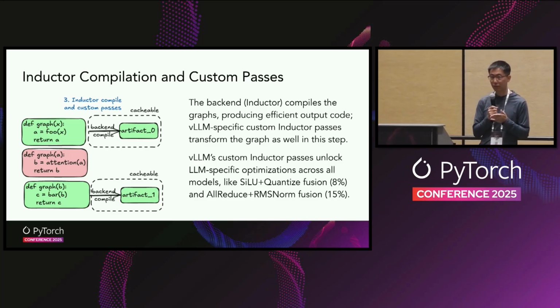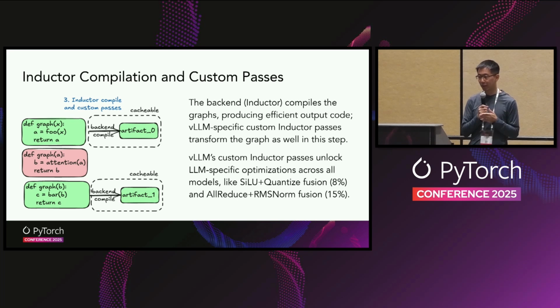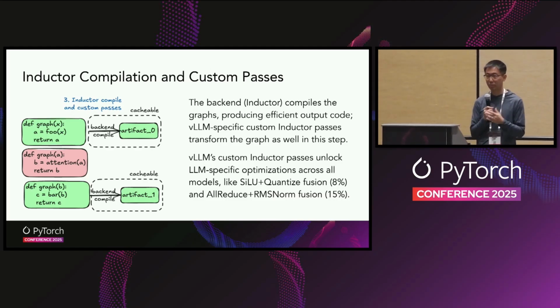In addition to calling Inductor, vLLM applies custom Inductor passes. For example, some of the passes will fuse SiLU and quantize. Some of them will fuse all-reduce and RMS norm operations into one big fused kernel.